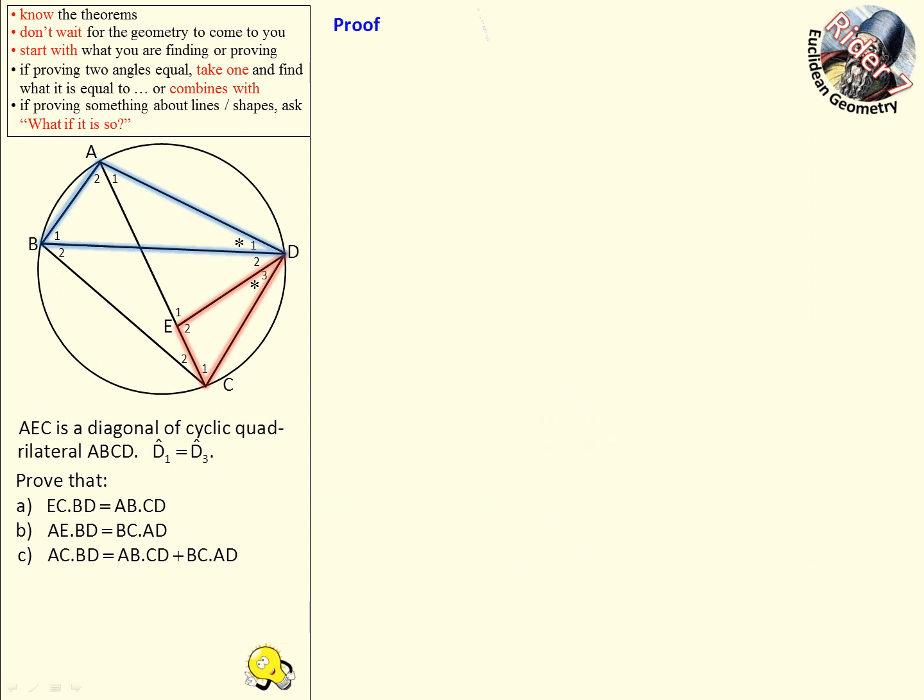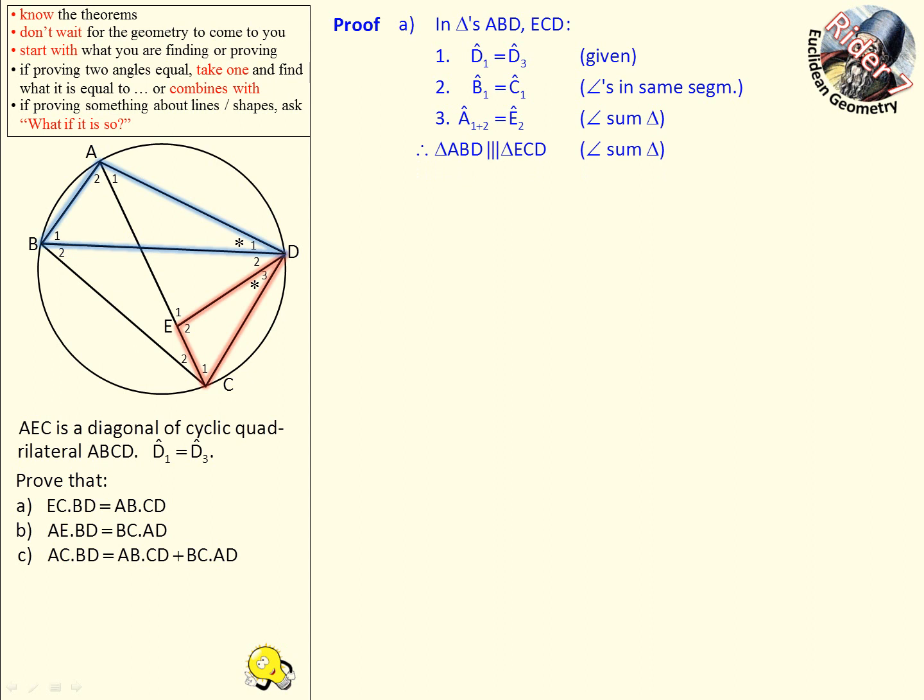So, let's get into the proof. Set out the same way as with congruency. 1, D1 equals D3 given. Then we have B1 and C1 equaling one another by angles in the same segment. And finally, the angle sum triangle. So we state our similarity. Remember, this is very important to get the right order. So angle A equals angle E, angle B equals angle C, angle D1 equals angle D3. Because now we can obtain our relationships out of it.